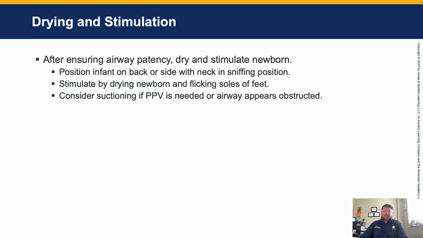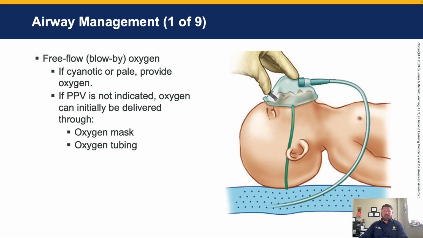Drying and stimulating. After ensuring the airway is patent, dry and stimulate the newborn. Position the infant on the back or side with the neck in the sniffing position. Tactile stimulation, such as drying the newborn and flicking the soles of the feet, can be used to stimulate breathing if the newborn has ineffective breathing effort. Consider suctioning if positive pressure ventilation is needed and the airway appears obstructed.